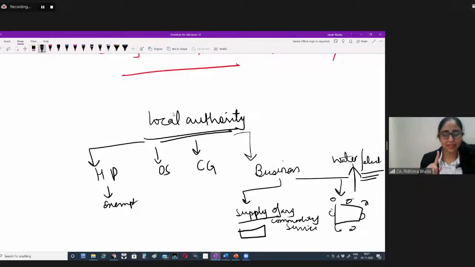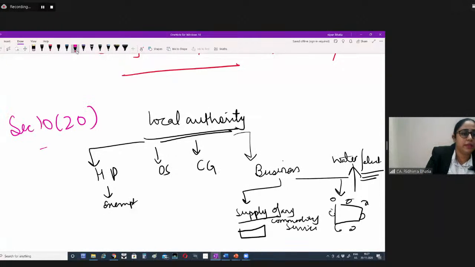So can I say that there is only one category of income that would be taxable: any business income which they get from supply of any commodity or service outside their jurisdiction, other than water and electricity. Correct? Other than water and electricity. Clear? So this is what my section 10 clause 20 says.